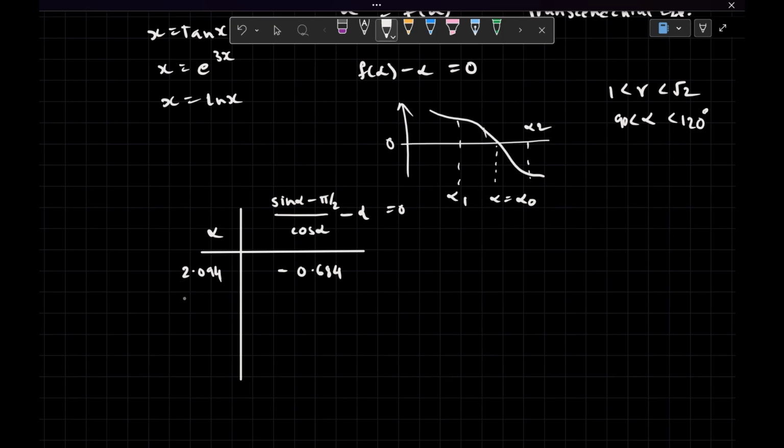The radian equivalent of 100 is 1.745. If you substitute this value, I'm getting 1.629. So now for 2.094, I'm getting minus 0.68, and for 1.74, I'm getting 1.63. Now I need to find an angle that is midway between these. That means you add both of them and divide by 2. If you do so, you will land at 1.9195.